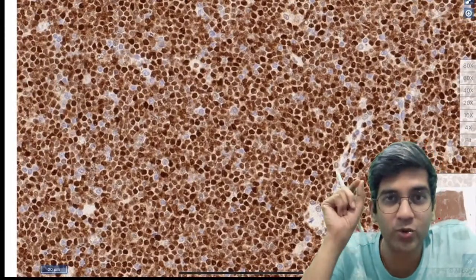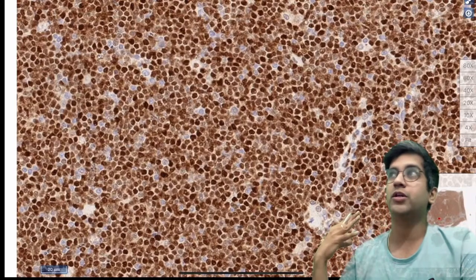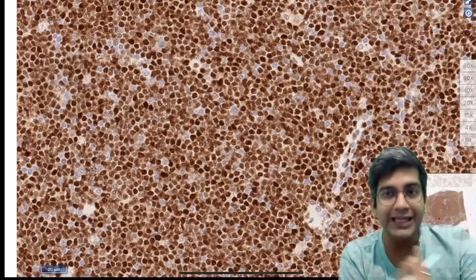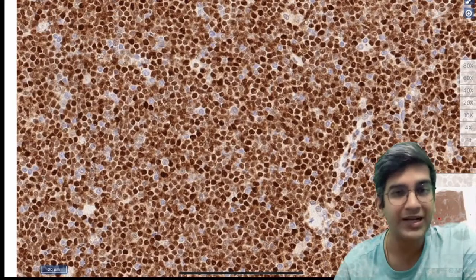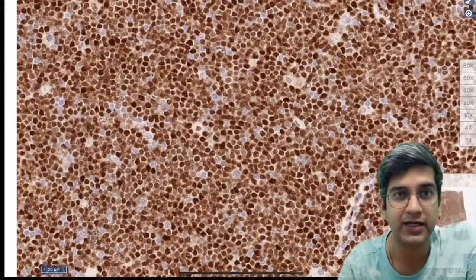Is it positive in the nucleus or in the cytoplasm or cell membrane? Cell membrane will look like your fishnet appearance, only in the membrane. Do you accept the nuclear positivity? It's absolutely nuclear positivity, right?